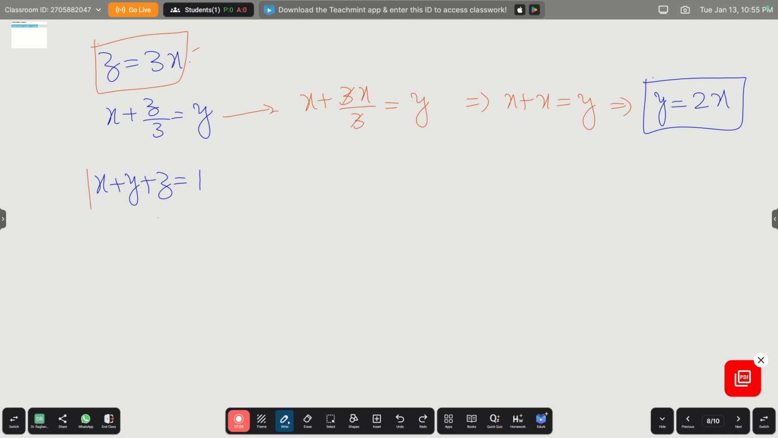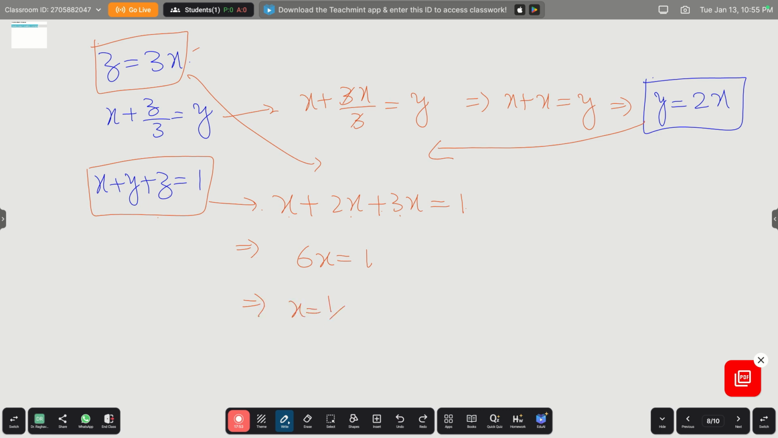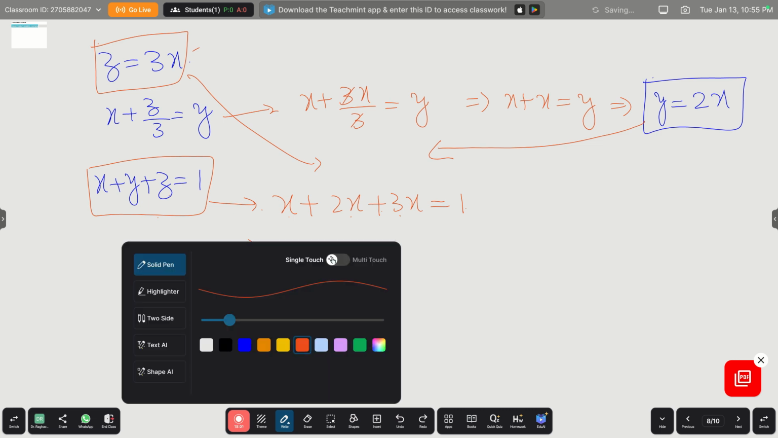So I know that x plus y plus z equal to 1. I'll have x plus y, I take it from here, y says it is 2x, and the third one is z, z says it is 3x. x plus 2x plus 3x is equal to 1. So that means totally 1x plus 2x plus 3x, 1 plus 2 is 3, 3 plus 3, totally 6x is equal to 1. That means the x value is 1 out of 6. Alright, 1 by 6.